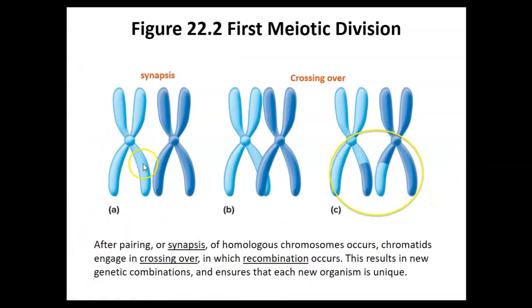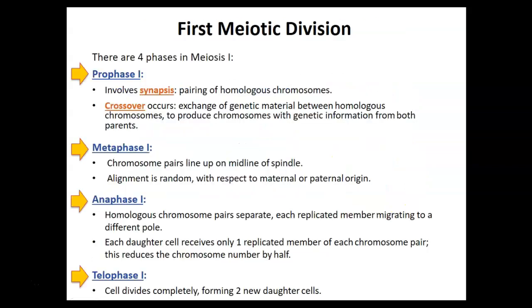This is synapsis. So this chromosome and this chromosome are similar. The genetic information may not be identical, but the genes are going to code for the same things. Like, for example, this chromosome might have a gene for eye color representing brown eyes, and this chromosome will have the same gene for eye color, but it doesn't have to code for brown eyes. It could code for blue eyes. All right, I'm going to go back.